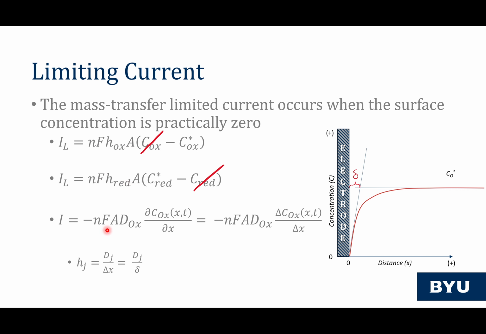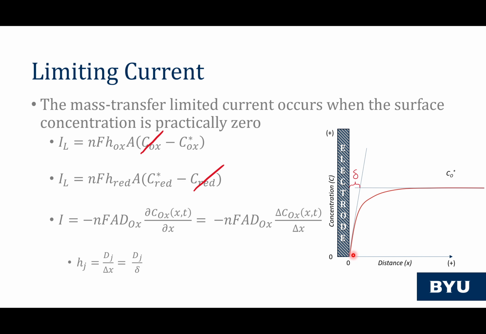Now we can write out our expression for the current itself, using our flux ideas. This is, of course, Fick's first law. And then we can approximate this delta C here. And if we combine this current term and this limiting current term, then we can come up with an expression for the mass transfer coefficient, where we say that it's approximately equal to the diffusivity of species J over the diffusion layer thickness. So here we have a little definition of the diffusion layer thickness.